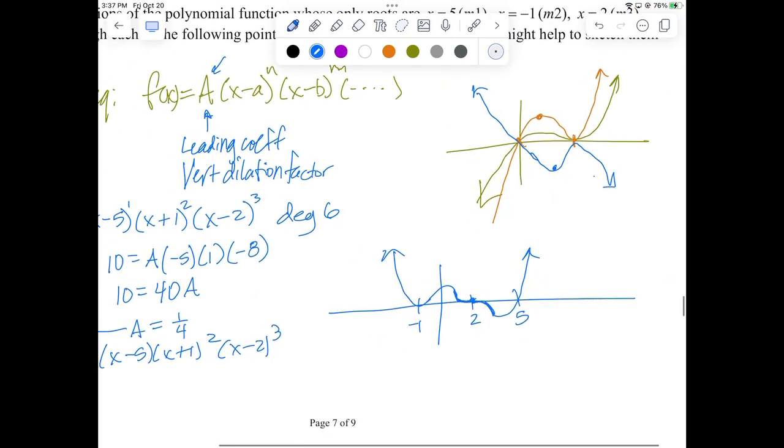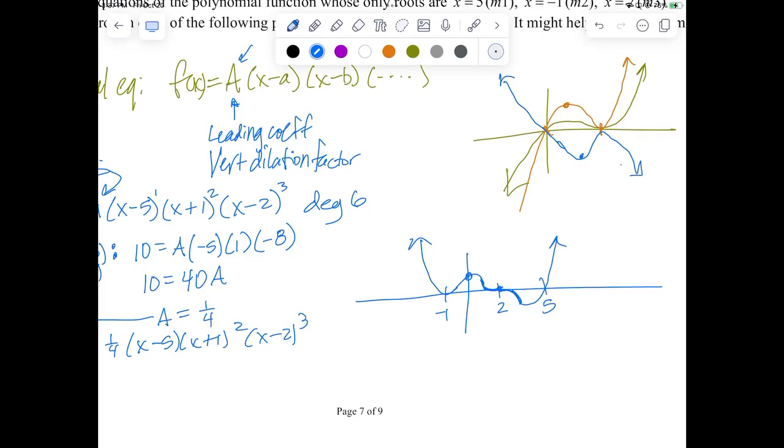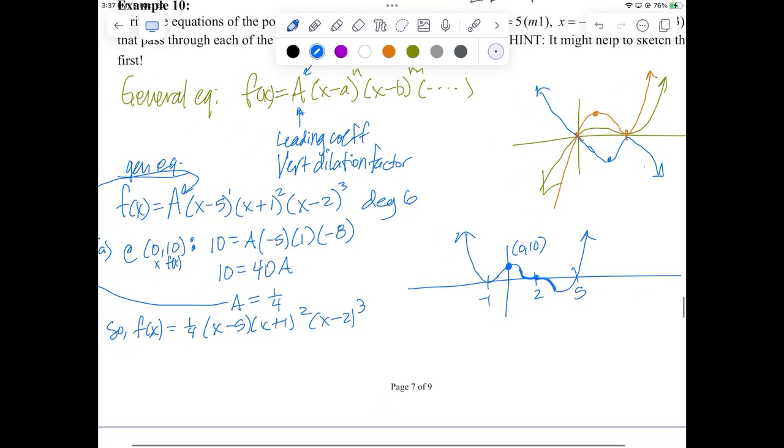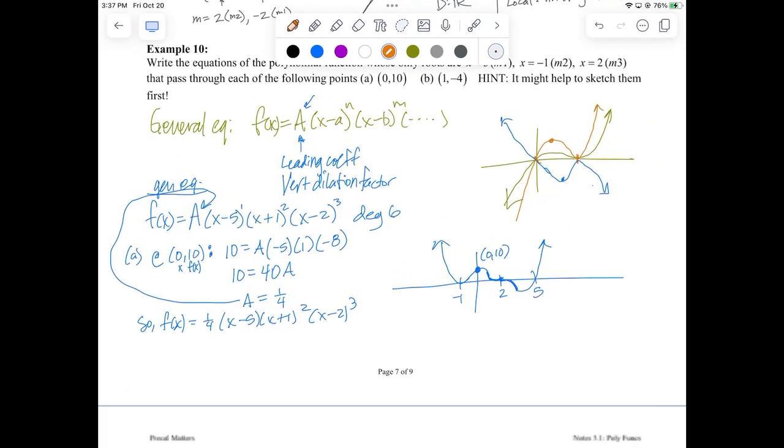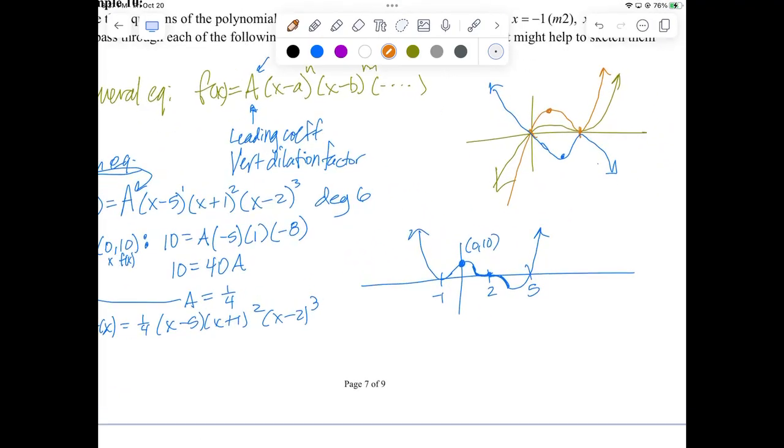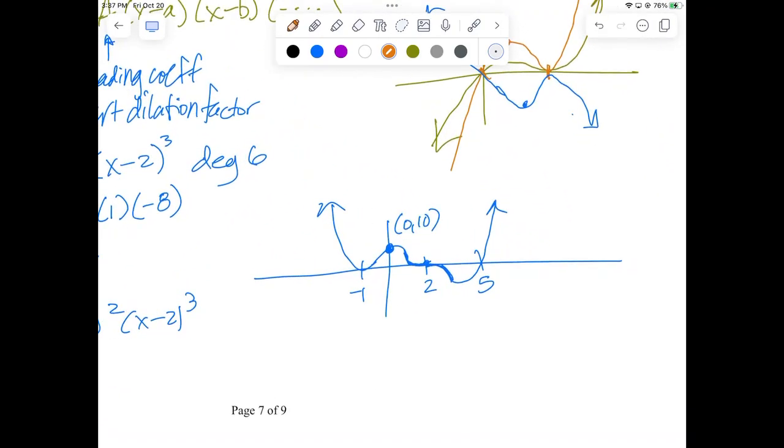But anyway, this one is very reasonable. We have a y-intercept right there of (0, 10). That's a reasonable answer because we have it crossing in positive land. All right, let's see what part B would do. Part B says now to force it through the point (1, negative 4). Well, here's 1 right here.